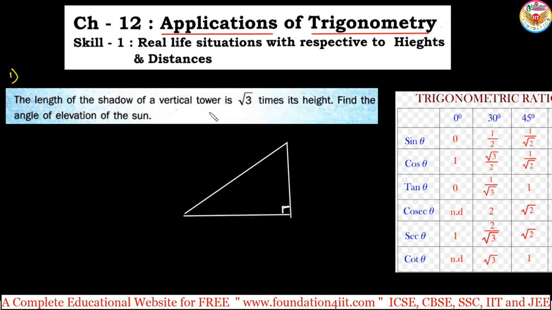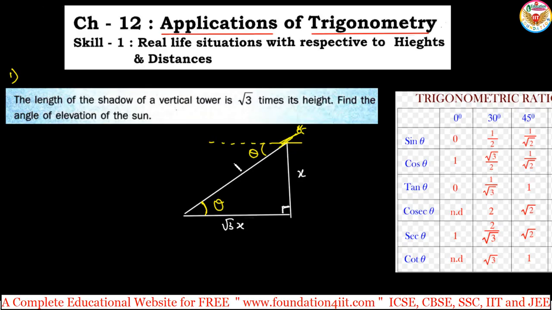The length of the shadow of a vertical tower is root 3 times its height. Let height be x, then length is root 3 times x, means root 3x. Okay, find the angle of elevation of the sun. So we can find the angle of this. The angle of elevation equals the angle of depression. Even if you take the straight line, both are the same. Angle of elevation and angle of depression are the same. So this angle we should find.